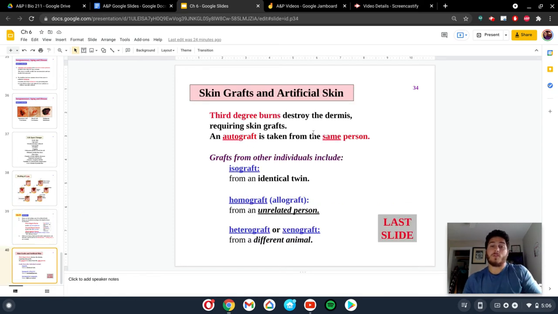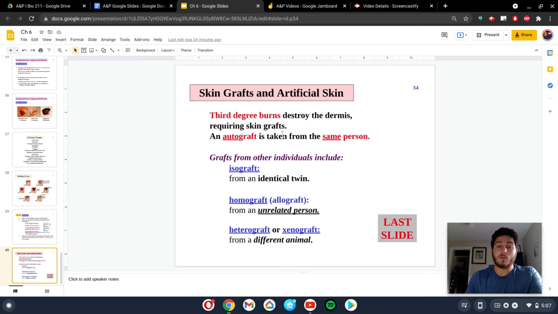The very last slide here is going to talk about different skin grafts as well as artificial skin. So when it comes to third degree burns, because you are destroying the dermis, in most cases your body may not be able to regenerate, because those tissues are no longer able to divide, because that's where the skin division, the mitotic division, occurs. So with that said, you can graft skin, you can grow it. You can gather your skin from different locations.